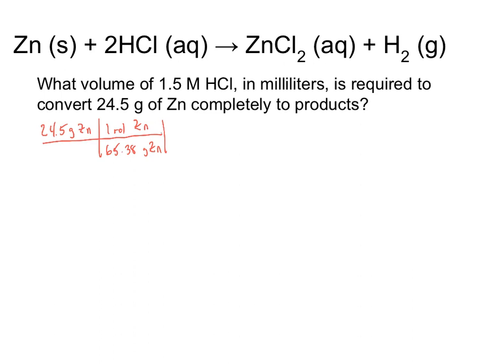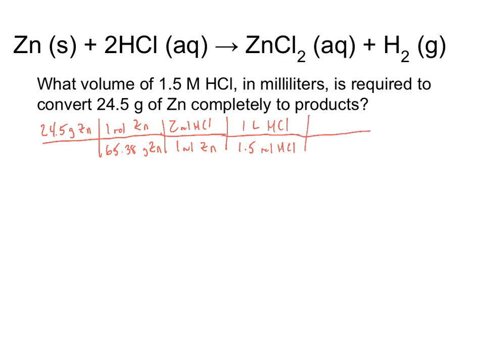And then we can use our balanced chemical equation above to convert over to moles of HCl. We have 2 moles of HCl per every 1 mole of zinc. And now we want to convert over to volume of HCl. And so here we're going to use our molarity of HCl to enable us to do so. We have 1.5 moles of HCl per 1 liter.